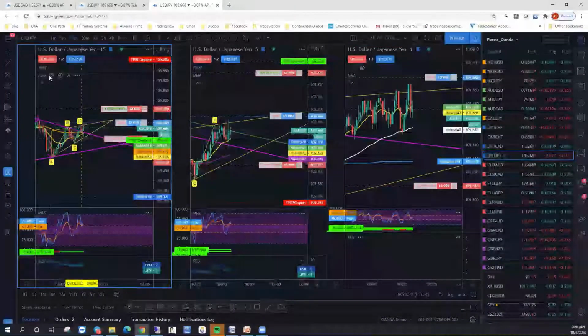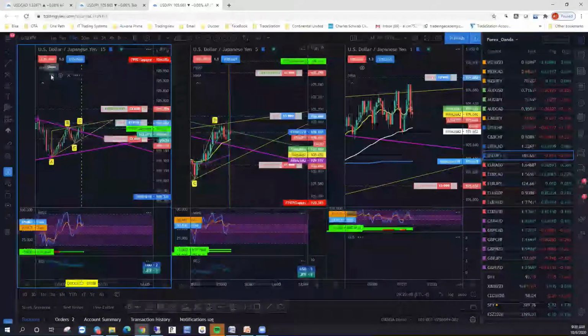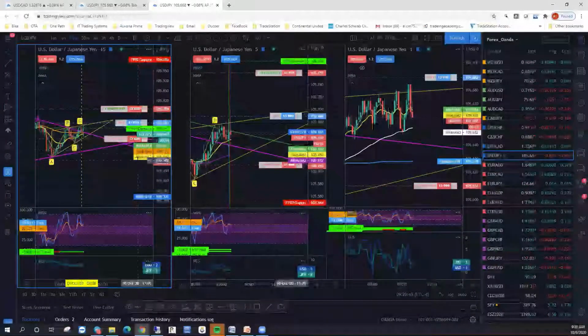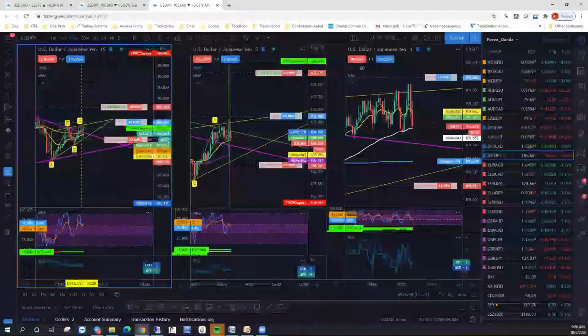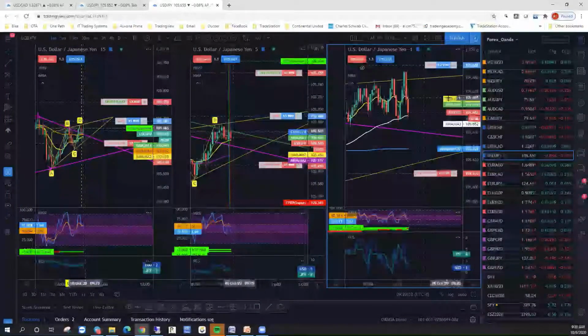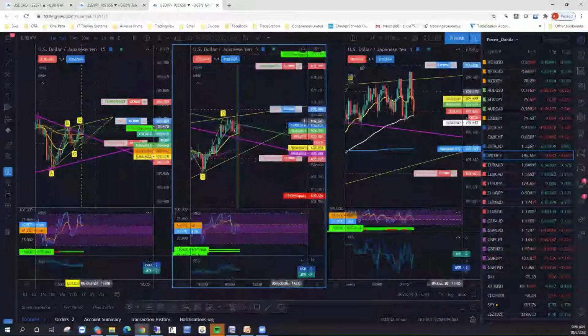And on the 15-minute, the moving averages are in the green. This one hasn't quite flipped over yet. The green and the orange have to flip over. Other than that, everything is still in the right direction.